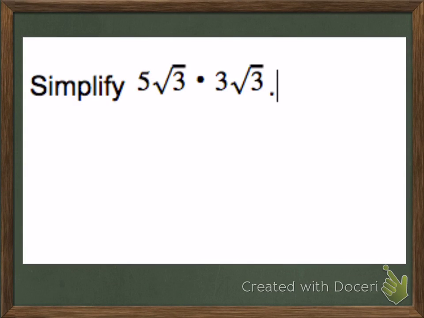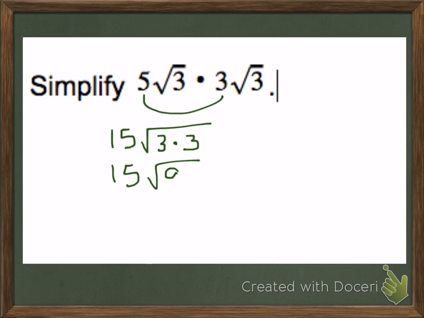So for the next one here, we want to multiply the coefficients. And so 5 times 3 gives me 15. And I have root 3 times root 3, or root 3 times 3. That is going to either, you can see the double, or if you're not noticing that, that would give me the square root of 9, or 15 times the square root of 9.